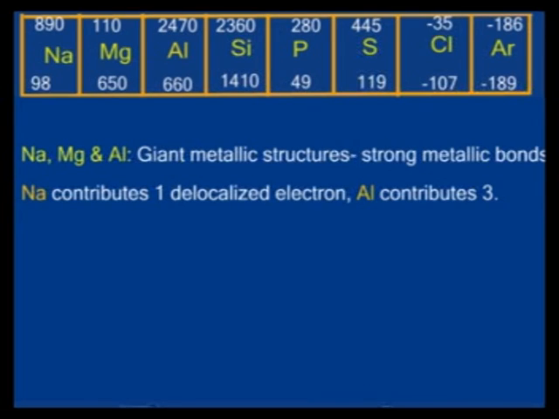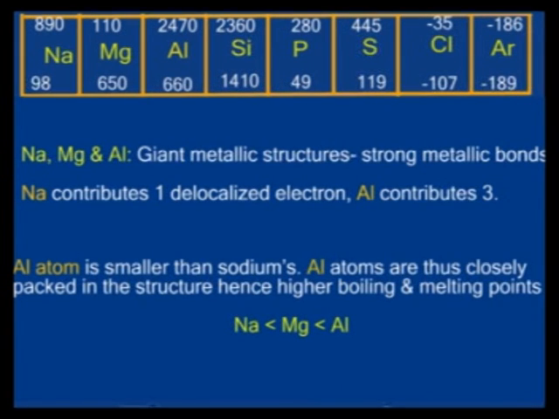The forces holding the particles together in a metallic structure is the attraction between delocalized electrons and the positively charged nucleus. Now also, aluminium has a smaller atom than sodium, which means the atoms are closely packed in aluminium than sodium. Again, if you remember the structure that we had, the structure that has smaller atoms tends to have a more compact structure and therefore strong bonds. And this is why the boiling and melting point increase from sodium to aluminium. And this is due to increasing strength of metallic bonds.